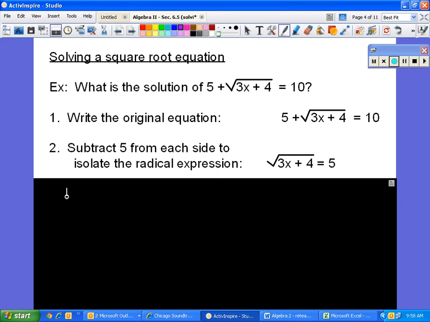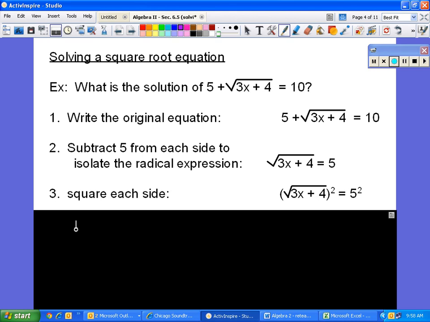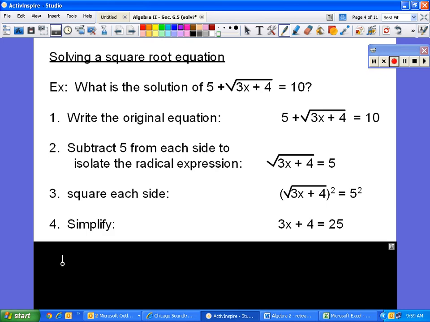Remember, when you have something underneath the radical sign, if you square that, what do you end up with? If I take the square root of 6 and I multiply it by the square root of 6, what do I get? 6. You get the thing that was under the radical sign. So that's what we do. We're going to square both sides. What happens on the left side is simply my radical disappears. On the right side, 5 squared is 25.